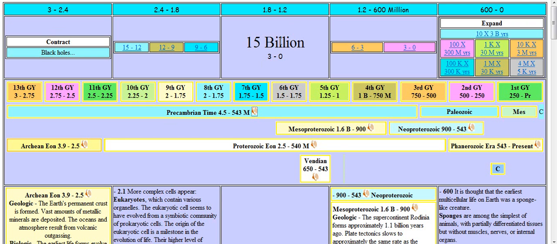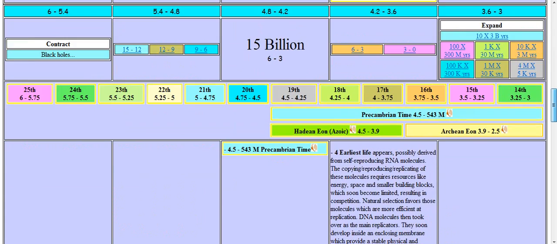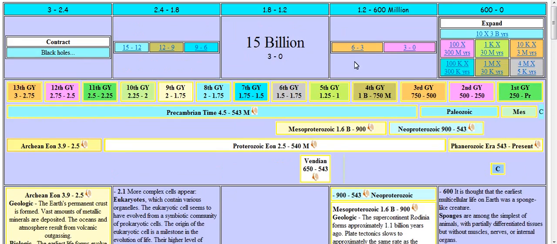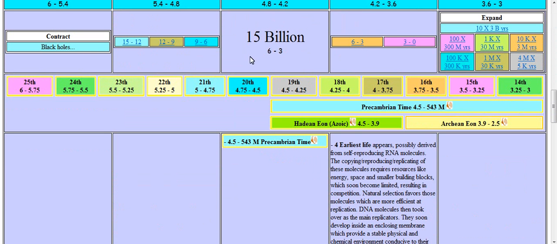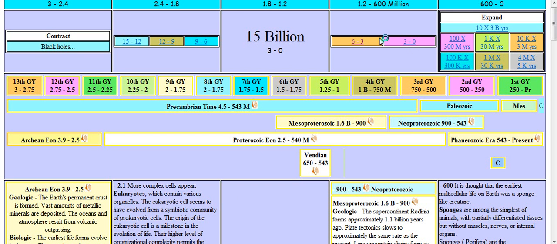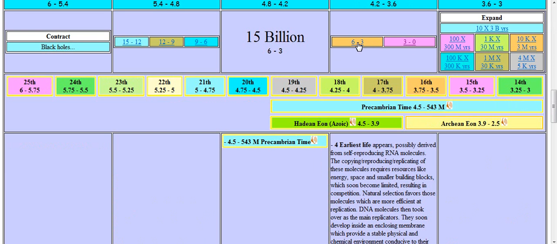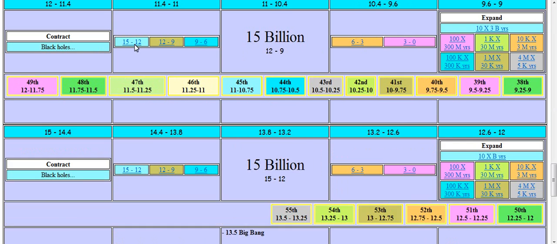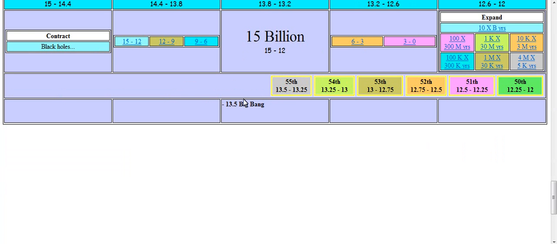So this is the page that has back to 15 billion years, and this is the section of 0 to 3 billion. So if you want to go down to the next section, you can just scroll down, or you can just click here and it'll take you instantaneously to here. So Precambrian, you can look at it as though you're moving back in time, like you're looking at the wall and moving back in time. So here's looking at the wall, and then you go to the next section towards the left, last section. So here's the Big Bang 13.5 billion years ago, and here's the 55th.